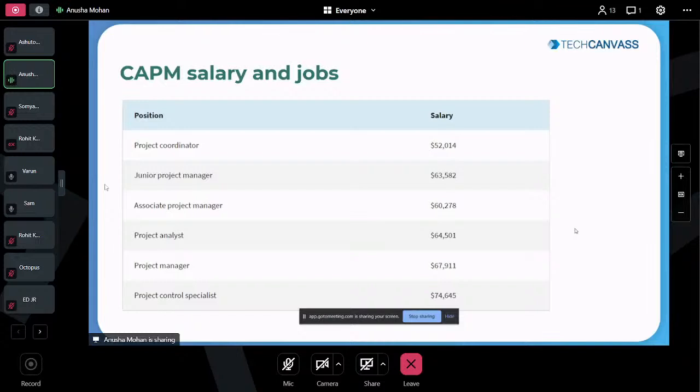So as you can all see on the screen, there are different salaries for different positions. Starting with project coordinator, you see 52K, junior project manager 63, associate project manager 60, project analyst 64K, project manager 67, and project control specialist 74. And all of these positions can be acquired just by one certification, which is CAPM, Certified Associate in Project Management. That's all. The reason I am repeating the same line again and again is because I want you guys to understand the depth of just completing one certification and how much difference it is going to make in your resume.